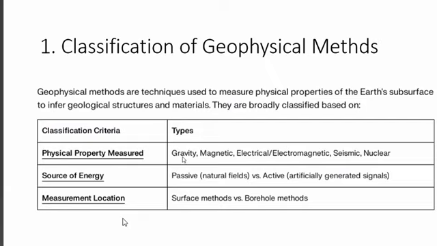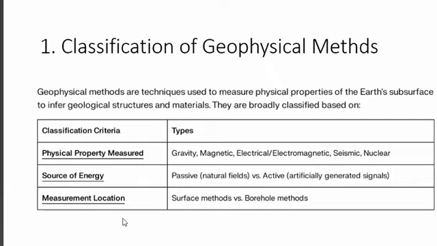For gravity, you have anything that measures gravity, which would be normal gravity, microgravity, and so on. For magnetic, anything that has to do with magnetic measurements. For electrical and electromagnetic methods, you have resistivity, self-potential, ground-penetrating radar. Anything related to electrical and electromagnetic methods is classified under that.